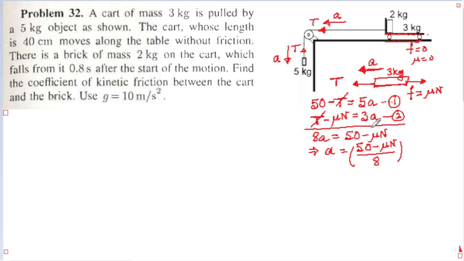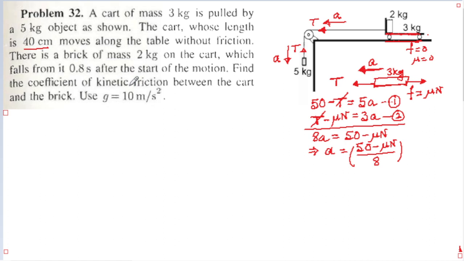Now when the cart moves in the leftward direction, there is some friction between the brick and the surface of the cart. Due to this friction, which acts on the brick in the opposite direction to the direction of the friction of the cart. Here it is also given that the distance of the cart surface is equal to 40 centimeter, which is equal to 40 divided by 100 meter.